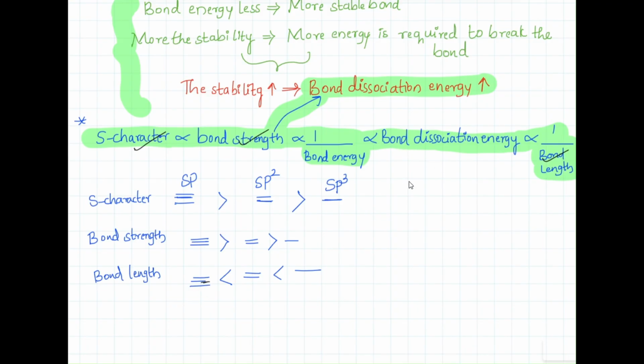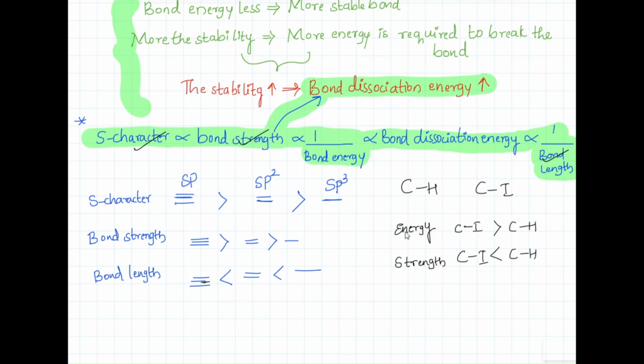Right, in C-H and C-I, the energy is high in C-I compared to C-H, right? And a stable bond means the bond strength is more in the case of C-H compared to C-I.